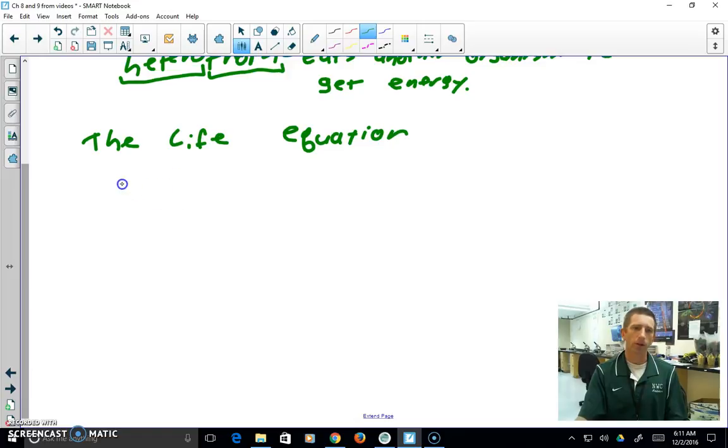Life equation. All right, so here's the life equation. We're going to start out with, like I said, a little bit of CO2. We're going to add some water. We're going to add some energy. In photosynthesis, it's in the form of sunlight.